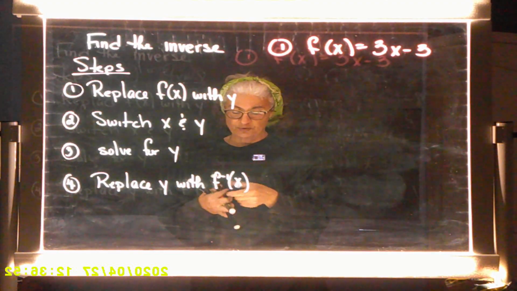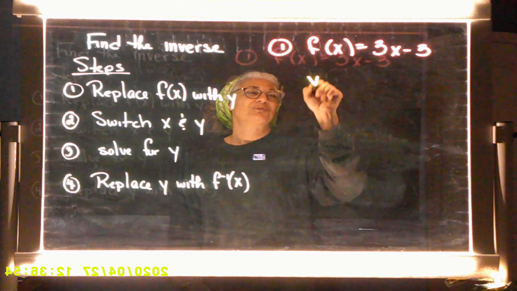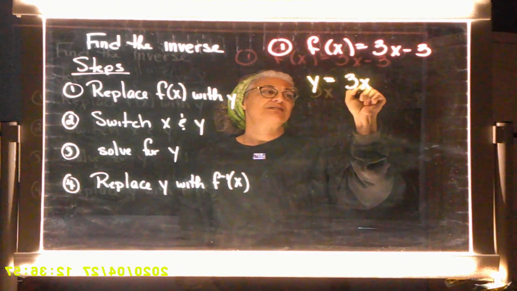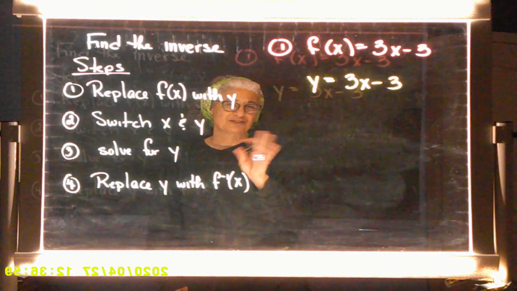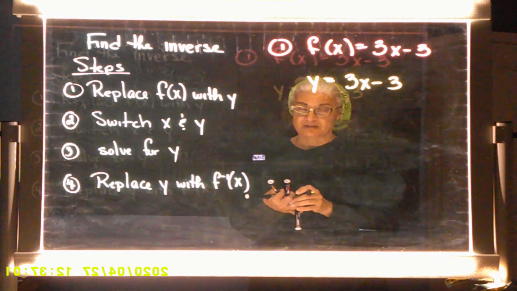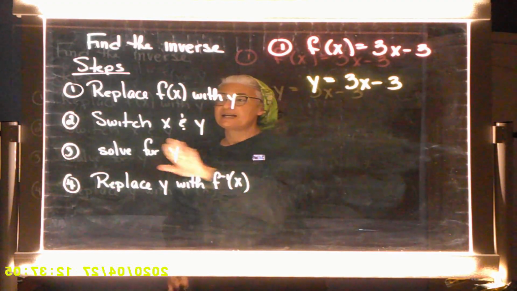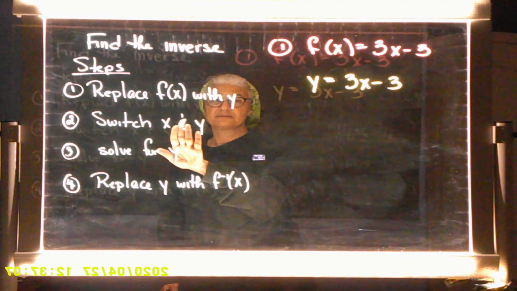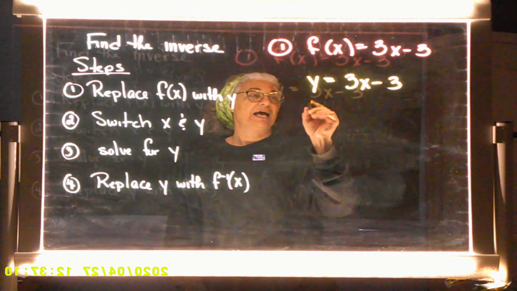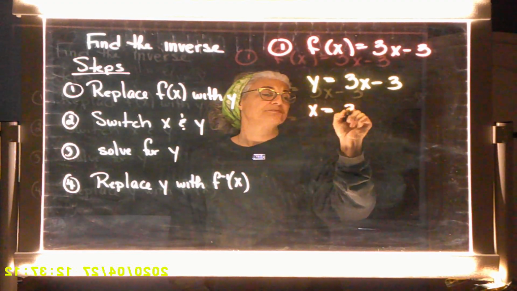Now, some of you may be going, why are we doing that? You know what? It's just easier to look at. That's it. It's purely for aesthetics. Don't get too bogged down in this first step, okay? The next step says switch x and y. So x is going to get switched with y.